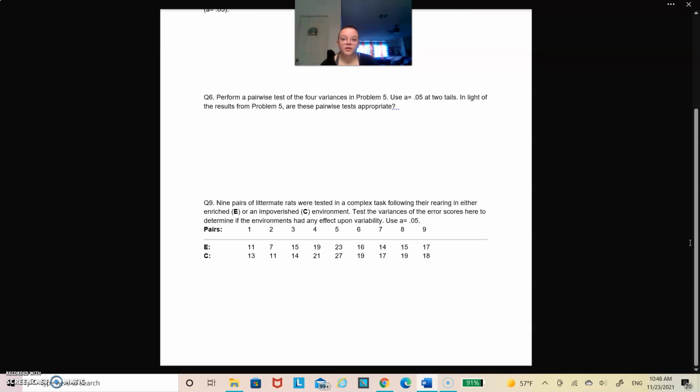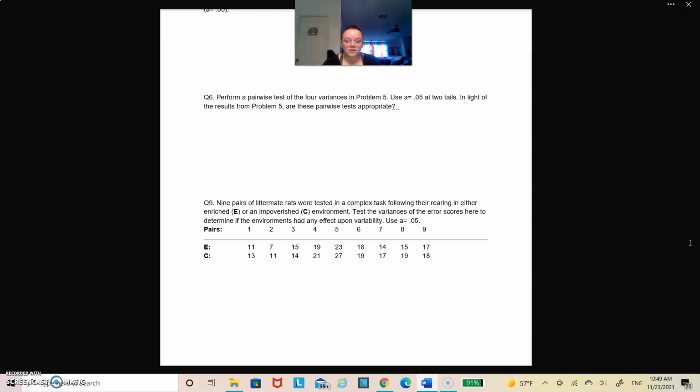Okay, finally, number 9, it says that 9 pairs of littermate rats were tested in a complex task following their rearing in either an enriched environment or impoverished environment, which is E and C. Test the variance of error scores here to determine if the environments had any effect on variability. So basically, if the rats did better in either the enriched environment or the impoverished environment. And we have an alpha of 0.05.